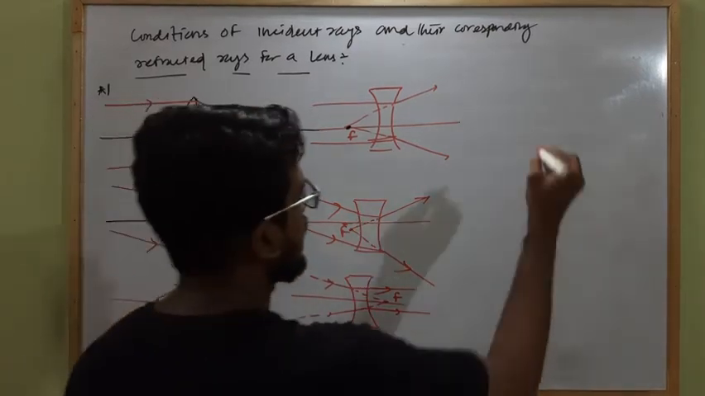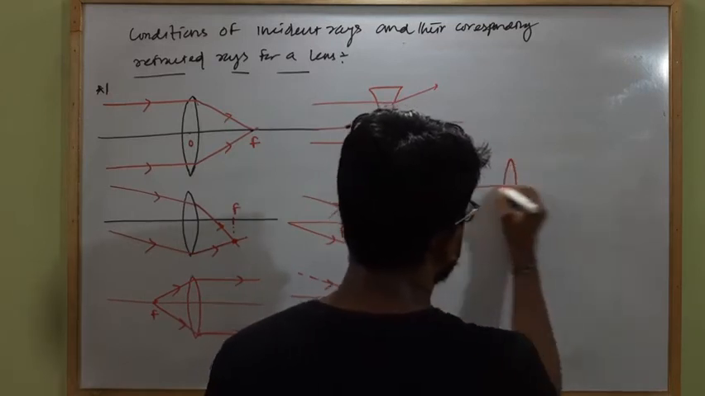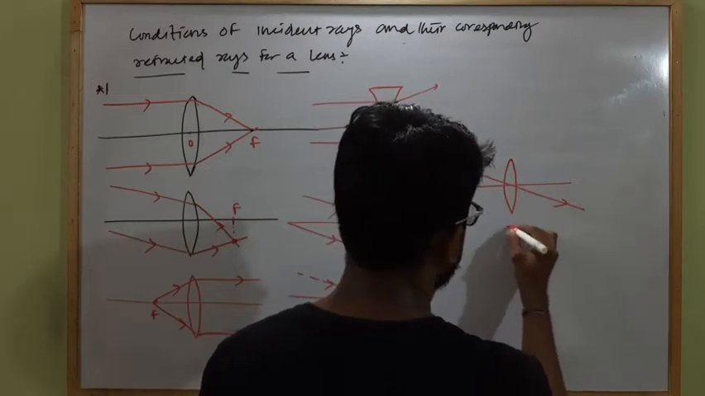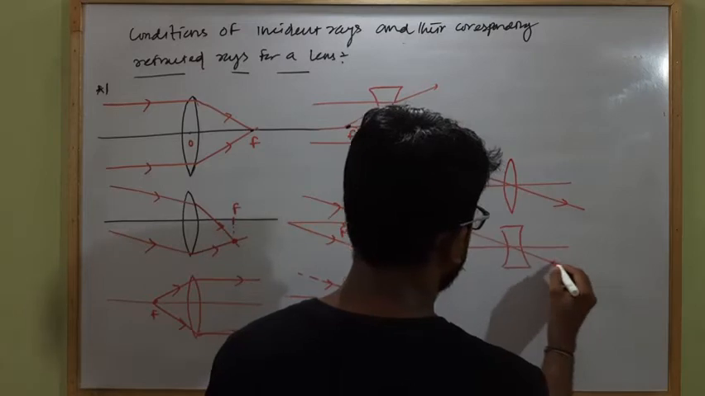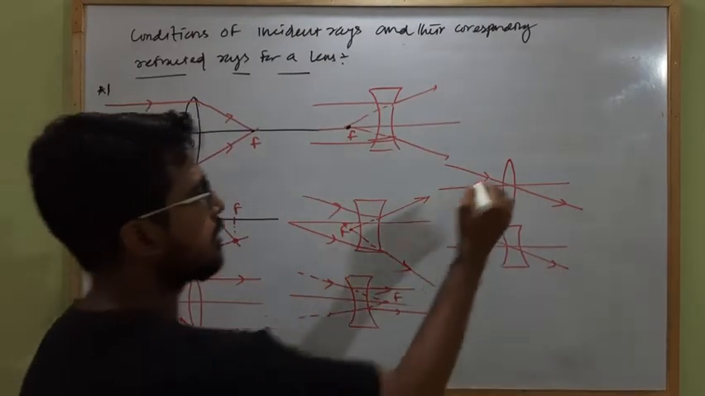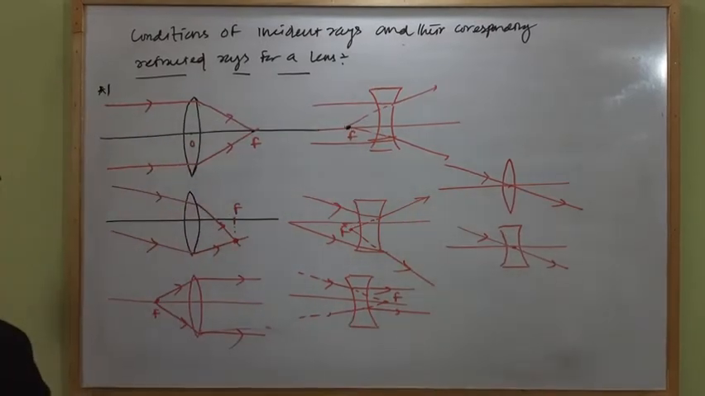Clear? And any rays that pass through the optical center go undeviated, like this. Okay, any rays that pass through the optical center O go undeviated after refraction. Clear? You have to remember all these points.